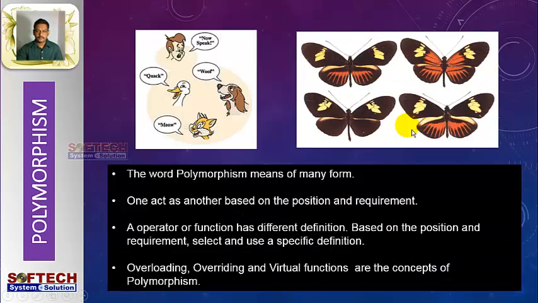Polymorphism. The word polymorphism means "of many forms," that is, one acts as another. One word has different meanings based on the situation. In our human life, we use human languages, and a single word we can use in different areas, but it has different meanings.